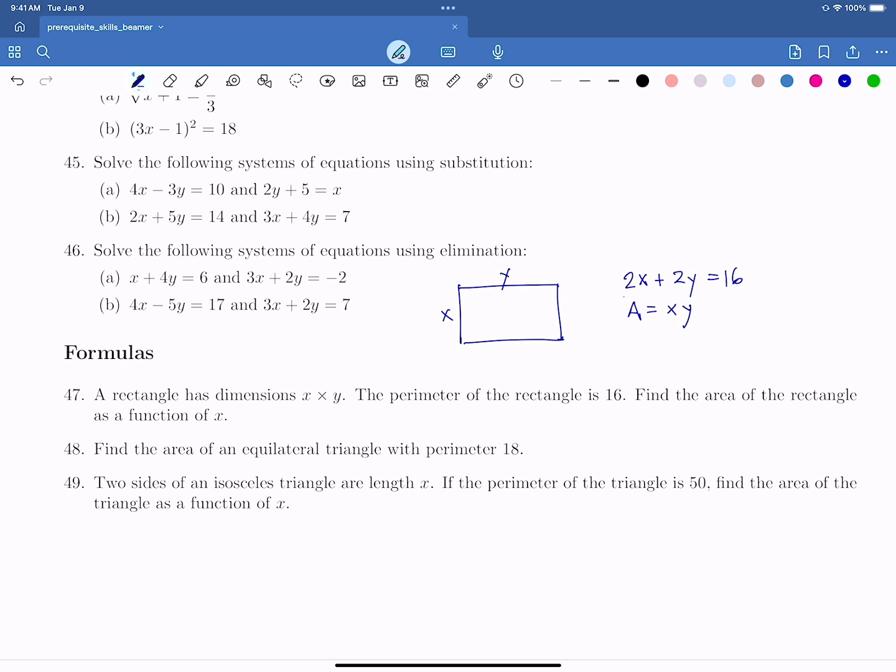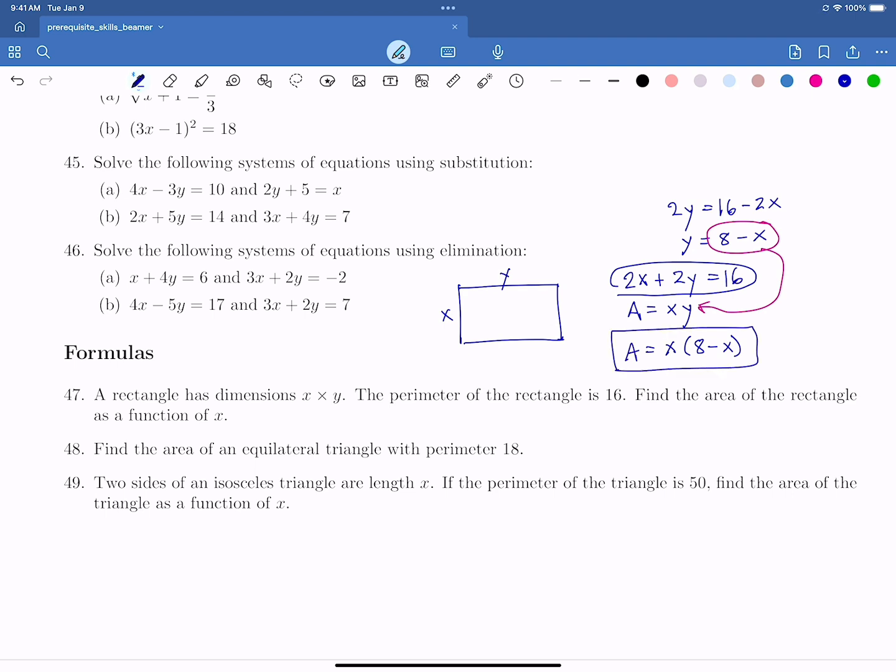And we're going to do that using a system of equations here. We're going to isolate the y in this first equation. So 2y equals 16 minus 2x. And then dividing both sides by 2, we have y equals 8 minus x. Now we can substitute this expression in for the y right here. Area equals x times 8 minus x. And this is the area expressed as a function of x.